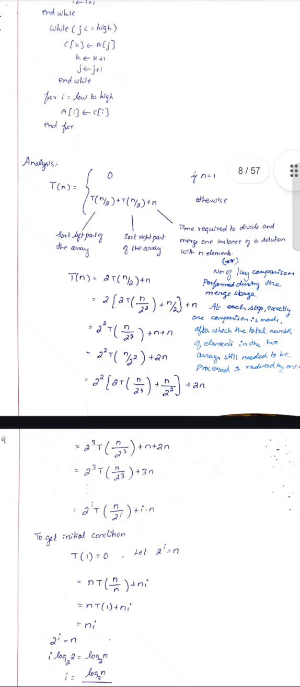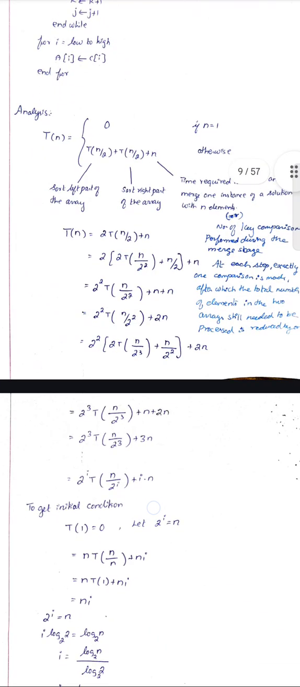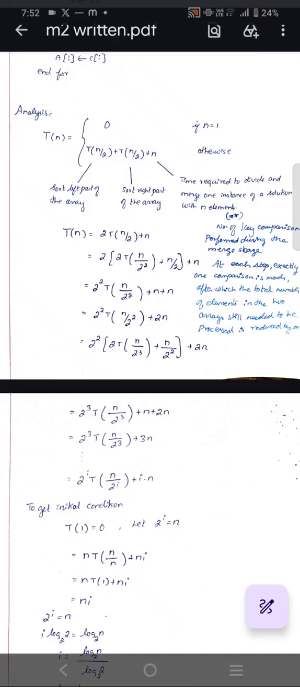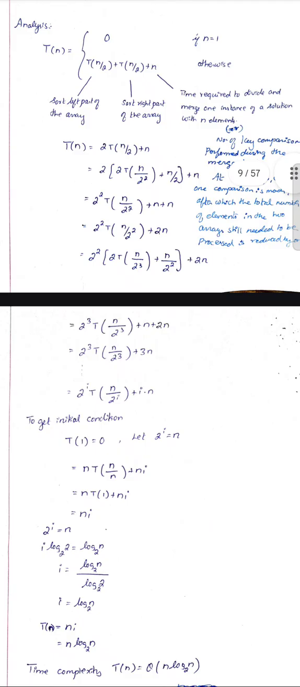Now we'll go with the analysis part. T of n is 0 if n equals 1. T of n by 2 plus T of n by 2 plus n otherwise. Sort the left part of the array, sort the right part of the array. The time required to divide and merge one instance of the solution.